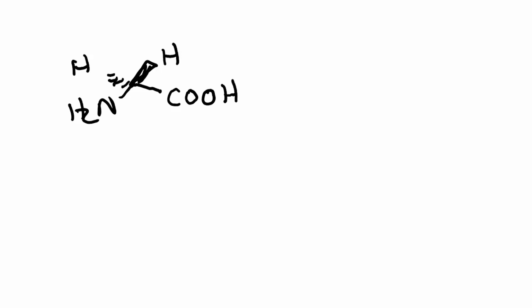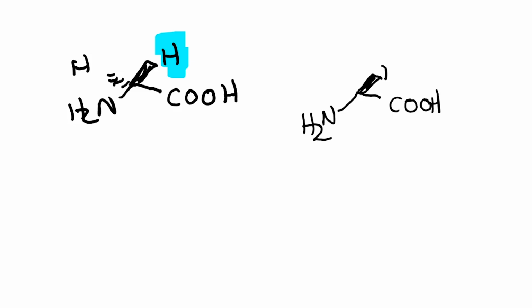Now if I replace one of these hydrogens with a deuterium, I get exactly the same molecule, except that this is deuterium and this is hydrogen. So this center is actually a prochiral center, because replacement of one of the hydrogens results in a chiral molecule. So this, as you know, is chiral.